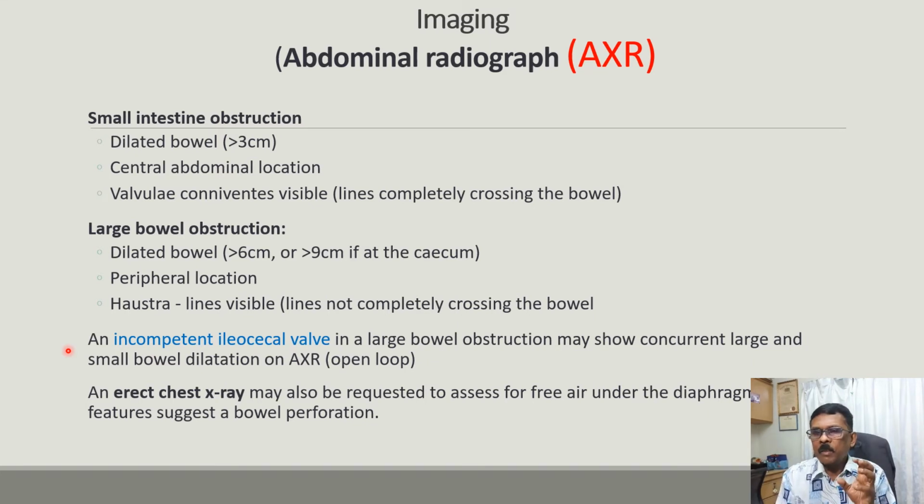As I said just now, an incompetent valve will reveal both. An incompetent ileocecal valve will reveal dilated large and small bowel, whereas a competent one will only show the dilated large bowel, and the small bowel will be collapsed. Sometimes you may want to do a chest X-ray at the same time to look for free air under the diaphragm in case there's perforation of the bowel.